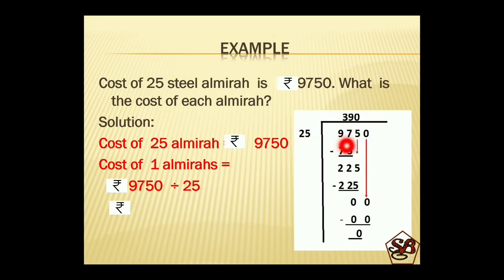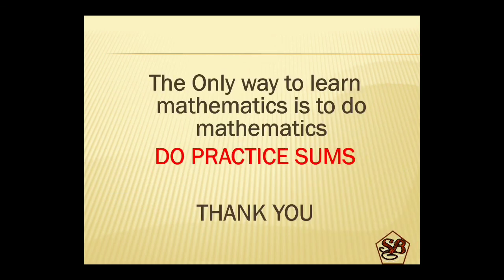Here is the division. 25 and 97. 25 threes are 75. We get the number 22 after subtracting. Copy down 5. 25 nines are 225. Subtract, and we copy down the next 0. 25 zeros are 0 and we subtract to get 0. Remember, whenever we copy any number down, we have to divide it once, even if we have to divide it by 0. So, the cost of each almirah is rupees 390.